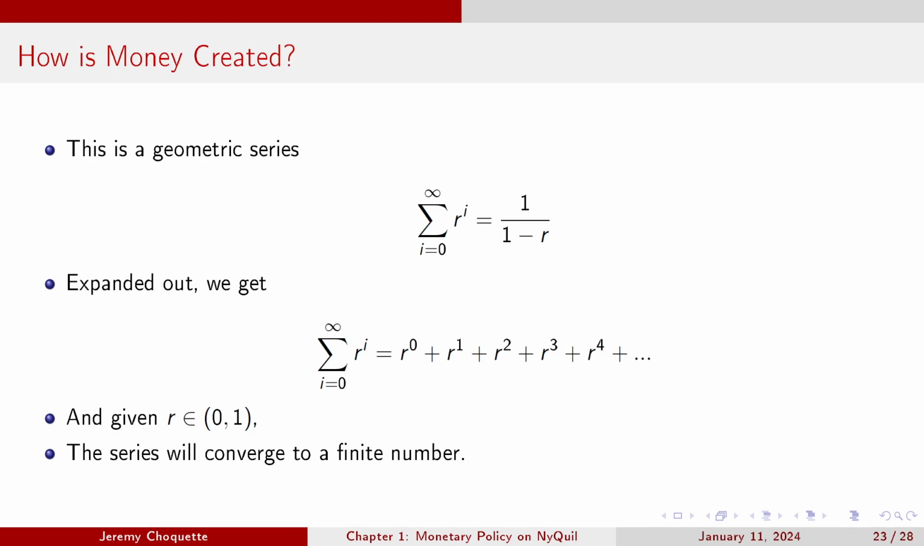This is actually a geometric series, where the sum as i goes from 0 to infinity of r to the power of i, given that r is less than 1, converges to 1 over 1 minus r. So if we were to expand that out, we would get r to the 0 plus r to the 1 plus r to the 2 plus r to the 3 plus r to the 4, and so on, given, of course, r is somewhere in the 0, 1 interval. If r is in the 0, 1 interval, then this series converges to a finite number.